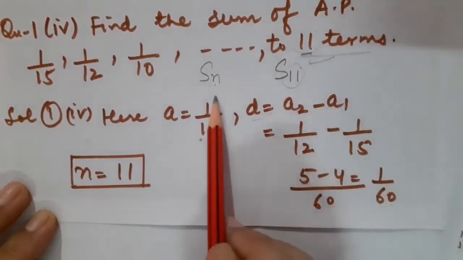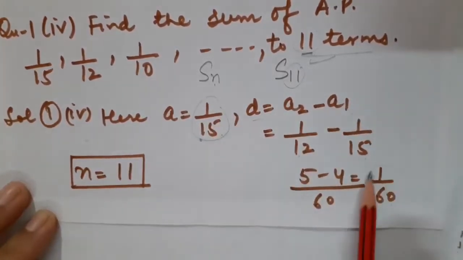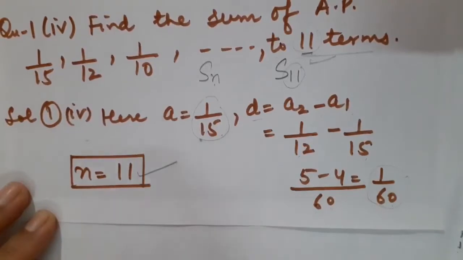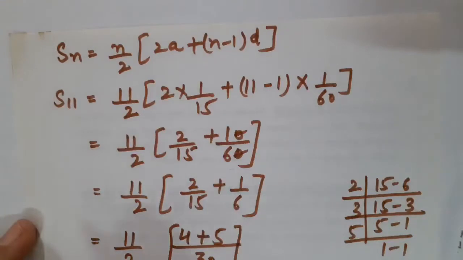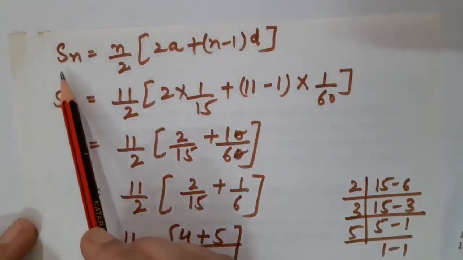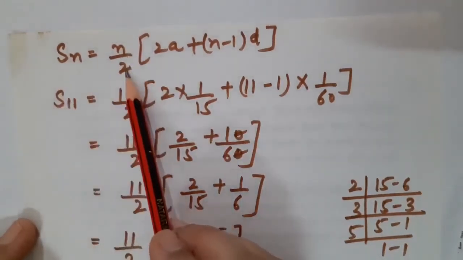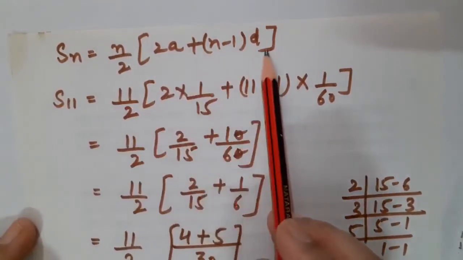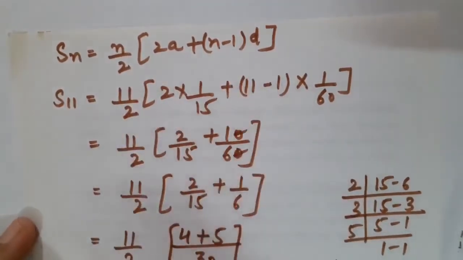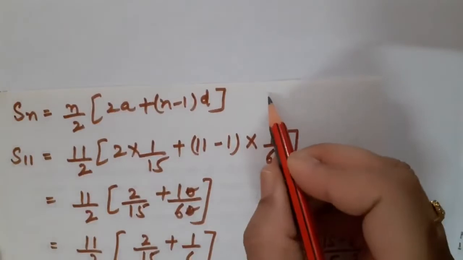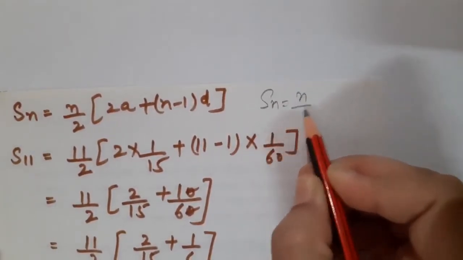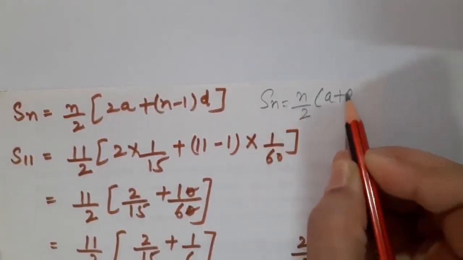Now children, you know a, you know common difference d, and of course you know n. Then can you let me know which formula you are going to apply so that you can calculate the sum of the first 11 terms of the given AP? Correct. I am going to apply the formula Sn is equal to n by 2 into 2a plus n minus 1 into d. Children, I could apply the second formula also. What was the second formula? Sn is equal to n by 2 into a plus an.